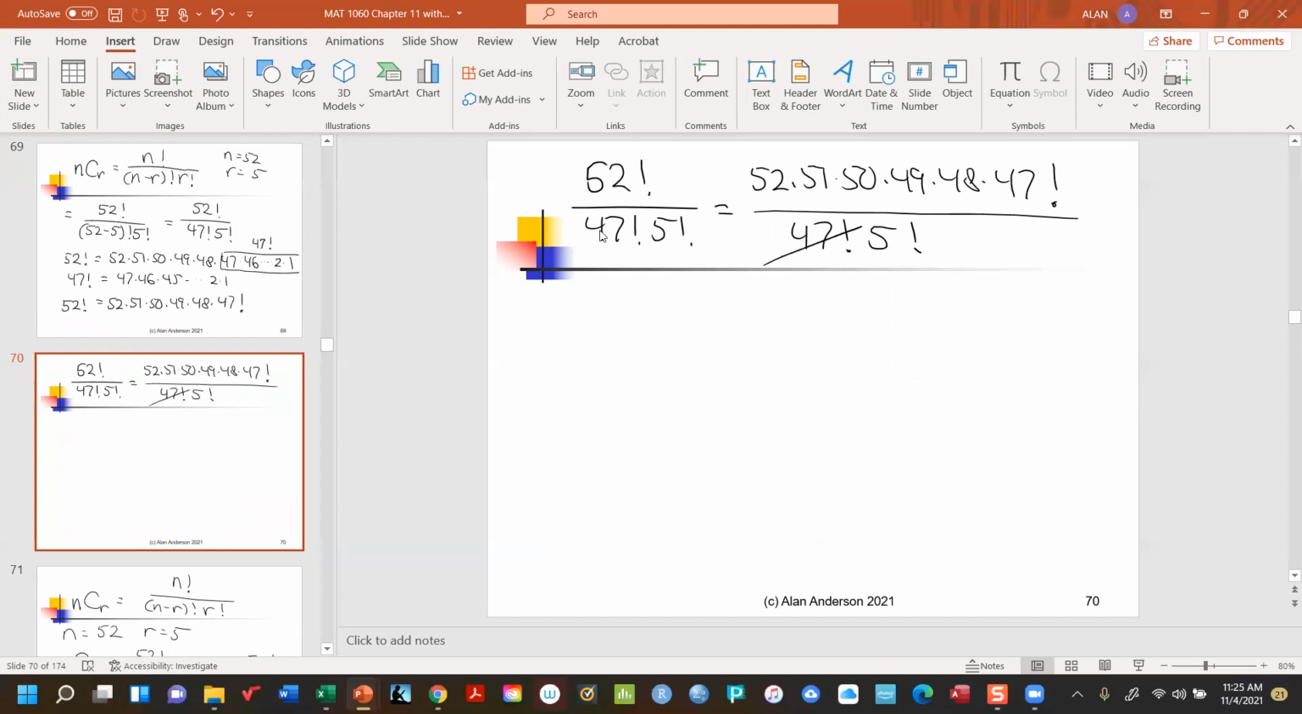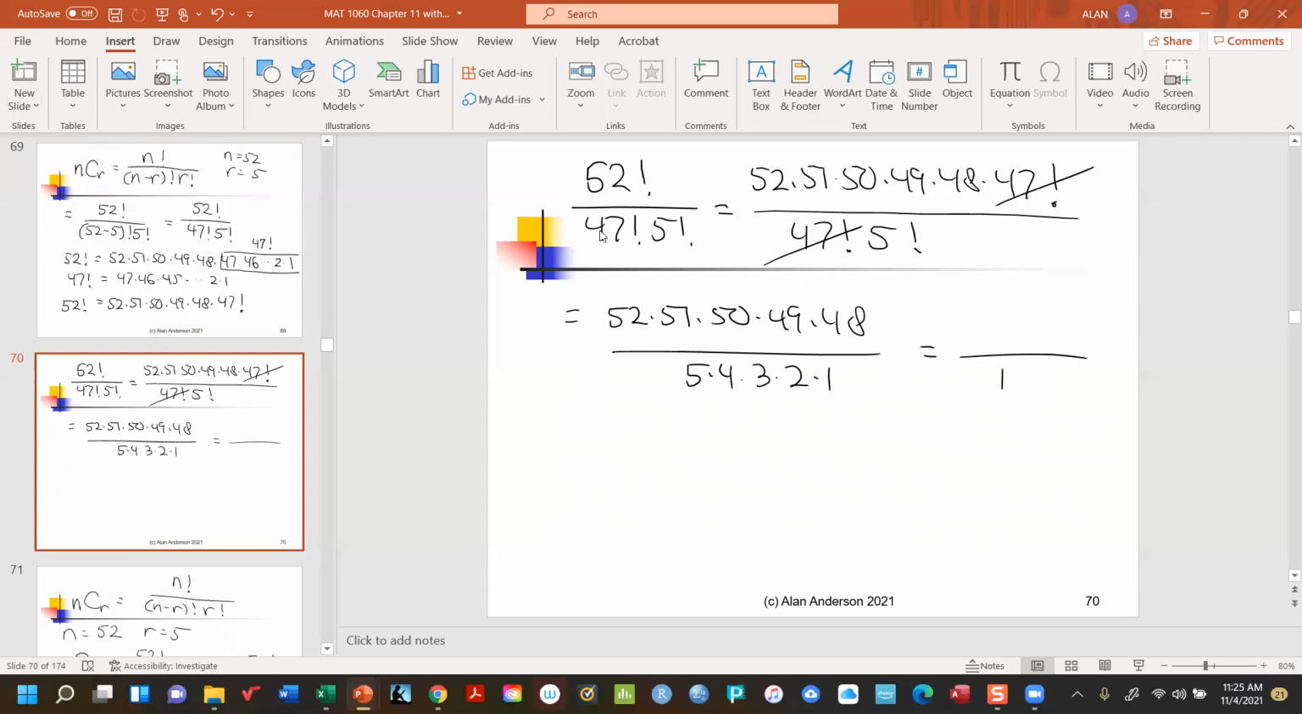Oh, look at that. So I'm left with 52 times 51 times 50 times 49 times 48 all over 5 times 4 times 3 times 2 times 1. Now that's still kind of a nuisance, but compared to dealing with those gigantic numbers, this might be the way to go.